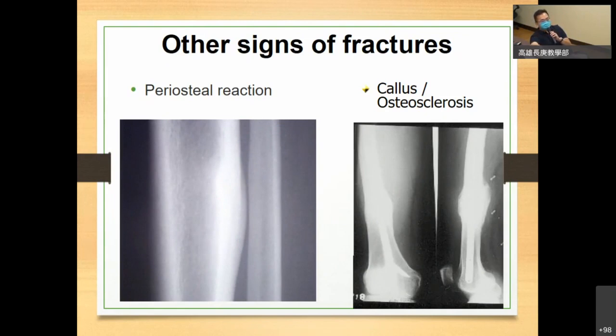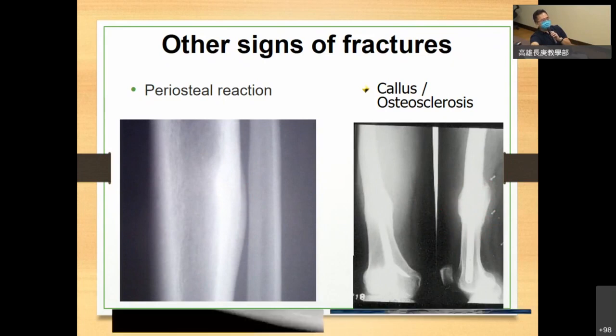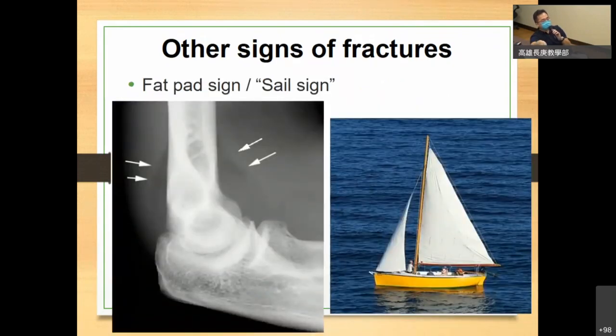Okay. And for this picture, beyond the normal bone, we can see the bone is in a healing process. We can see a lot of new bone around the fracture site. This is callus formation. And on another side of the fracture, we can see a fat pad sign or sail sign. What is the fat pad sign and sail sign?